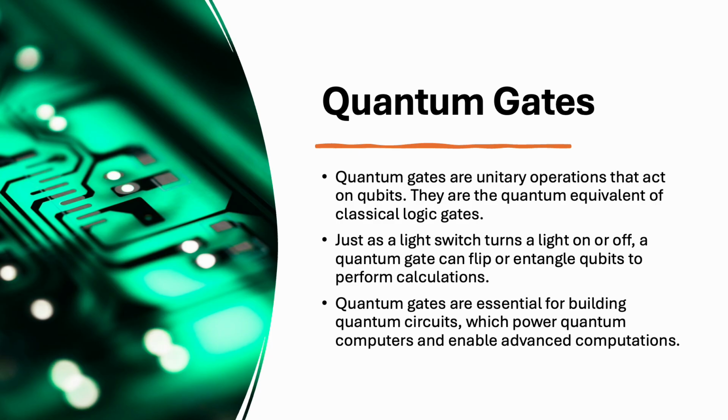Quantum gates. Now, this is an intriguing concept. Quantum gates are unitary operations that act on qubits. They are the quantum equivalent of classical logic gates. Just as a light switch turns a light on or off, a quantum gate can flip or entangle qubits to perform calculations. Quantum gates are essential for building quantum circuits, which power quantum computers and enable advanced computation.